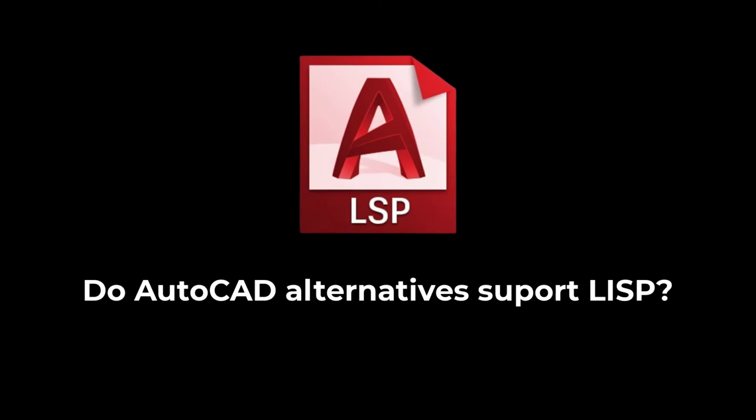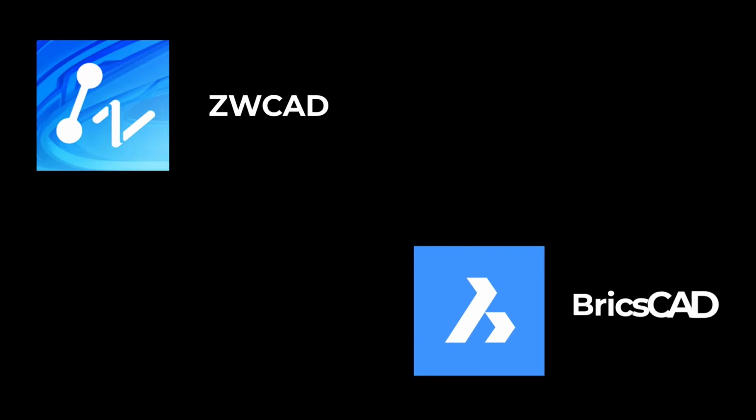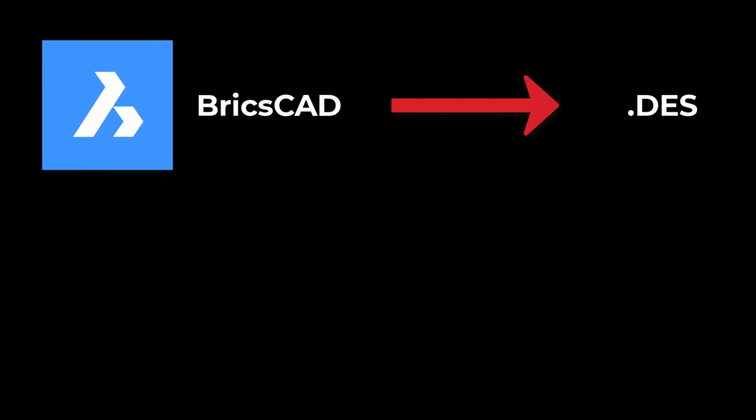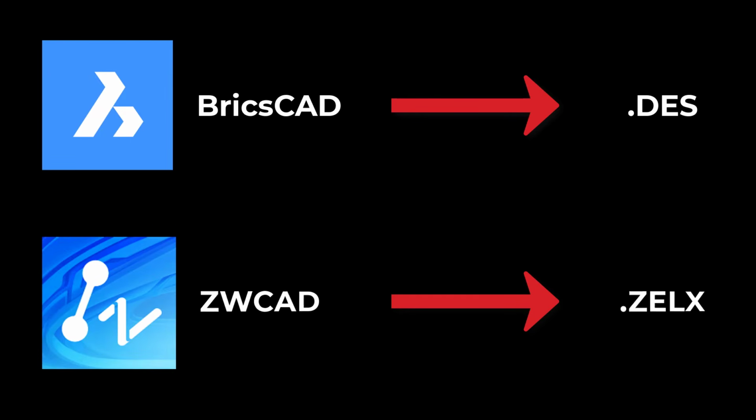Do AutoCAD alternatives support Lisp? Yes, most AutoCAD alternatives such as ZWCAD, BricsCAD, ActCAD, and RS Commander support Lisp. Each uses its own compiled format. For example, .des for BricsCAD and .zelx for ZWCAD. Most of these programs also provide tools to compile source Lisp files.